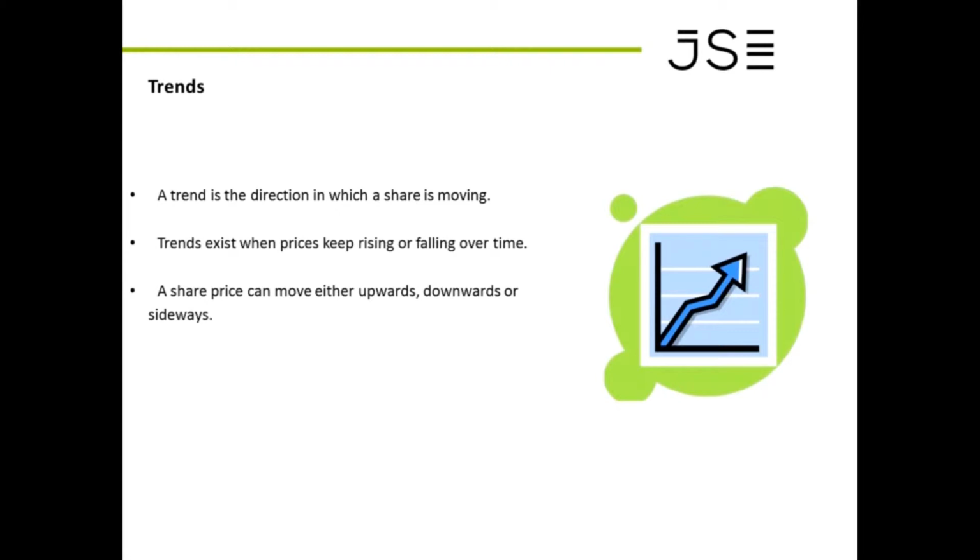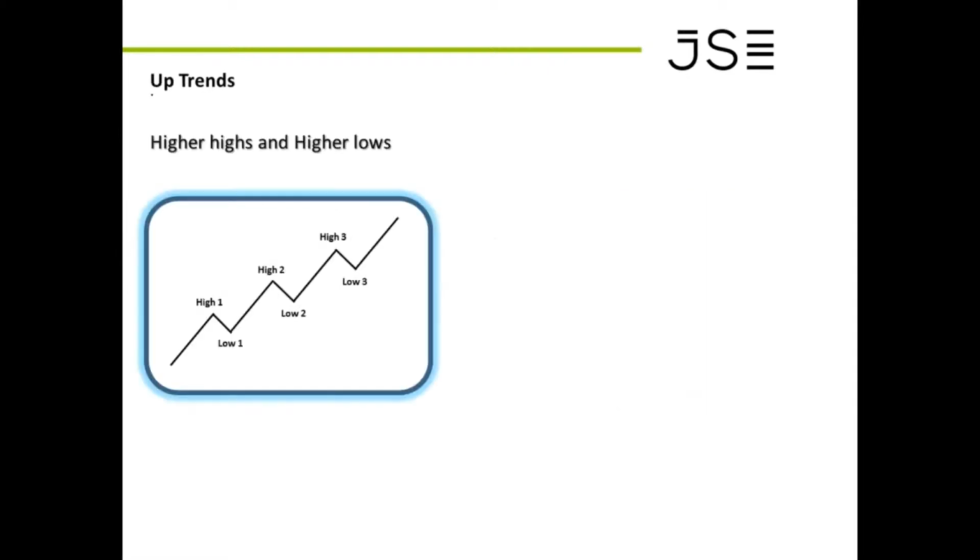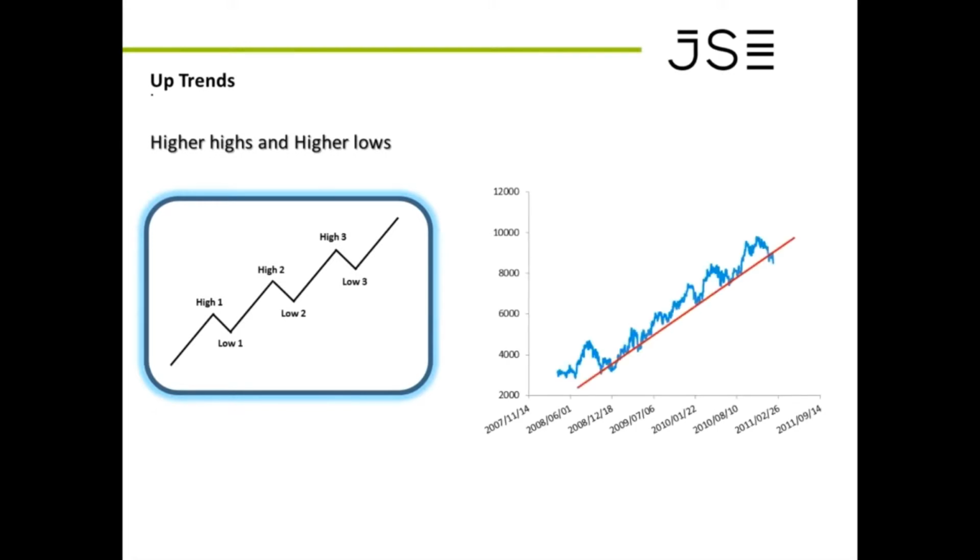Before I get into the actual method of selecting shares, I would like to help you understand that a trend is the direction in which a share is moving. Trends exist when the prices keep rising or falling over a period of time. A share price can move either upwards, downwards, or sideways. In an upward trend, you would have higher highs and higher lows. And we like to say in the market that the chart or graph would be bullish.